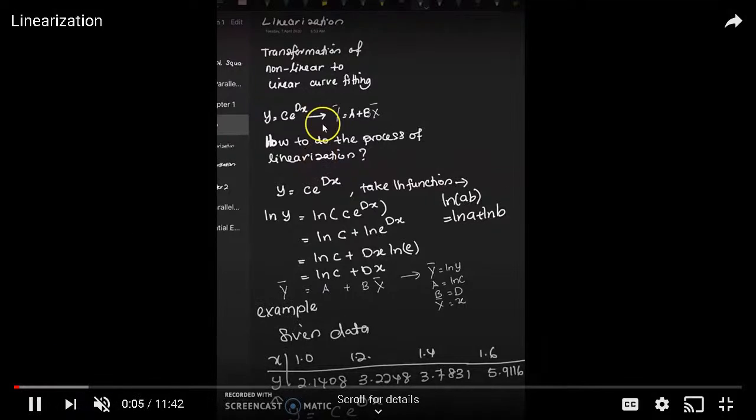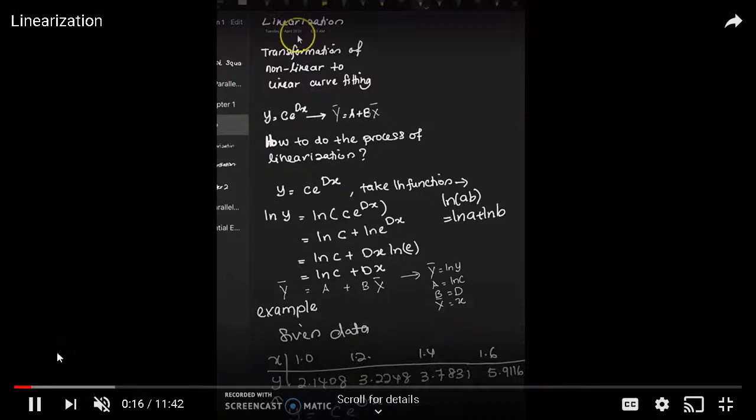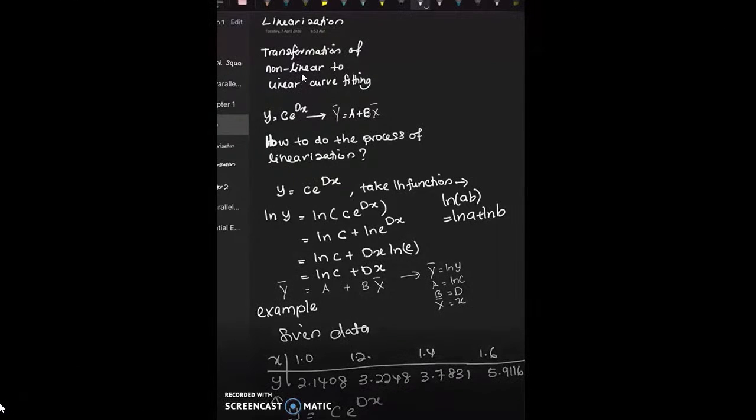We start with the linearization. Linearization is the way you transform from a nonlinear equation to the linear form. For example, y equal to c exponent dx transforms to y equal to a plus bx. So how do we do that? How do you transform from the exponential function, which is not linear, to the linear form?